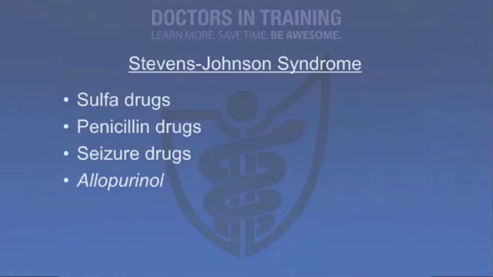What else can cause Stevens-Johnson syndrome? Well, there's a long list, but the short list that maybe it's good just for remembering is remember antibiotics. So you want to remember your sulfa drugs, you want to remember your penicillin drugs, and then you want to think of your seizure drugs. So seizure drugs, penicillin, sulfa drugs, and allopurinol are the big ones to remember for Stevens-Johnson syndrome.